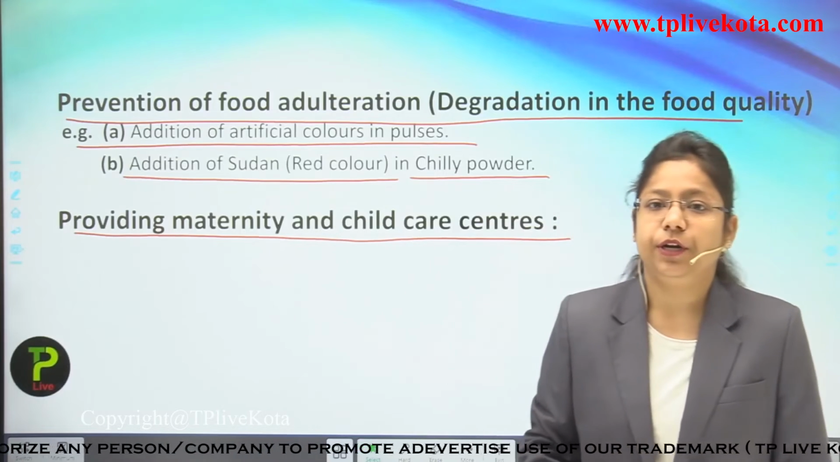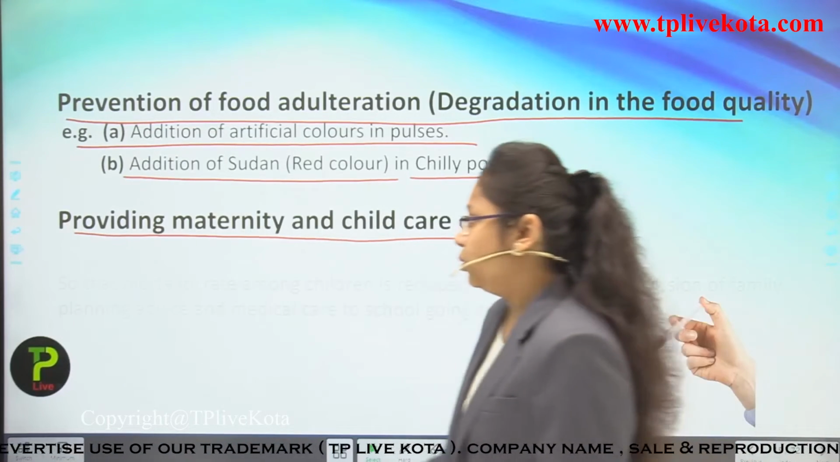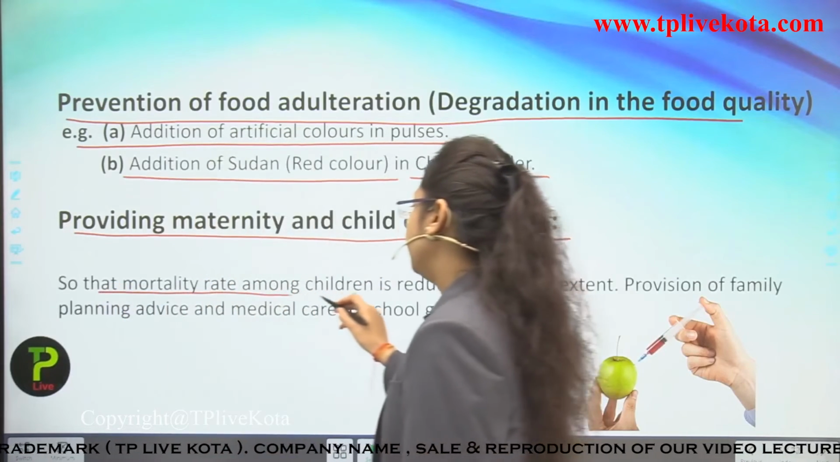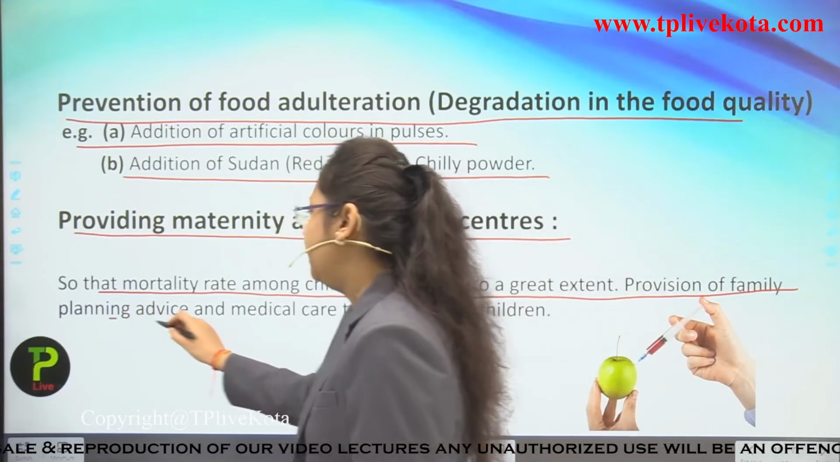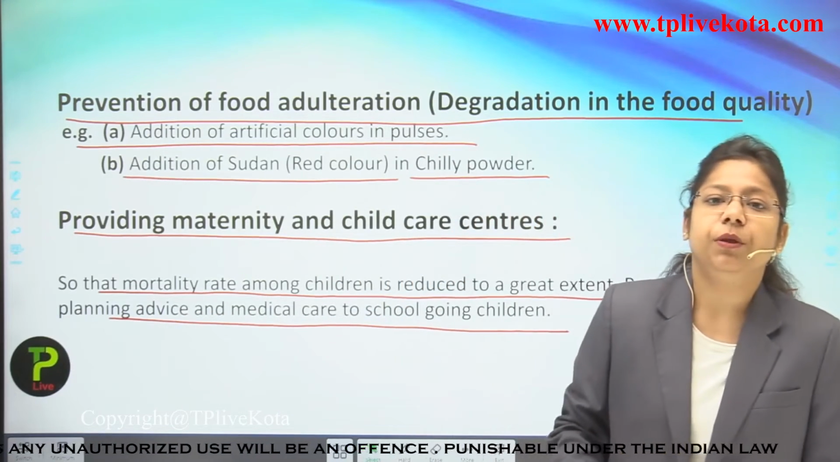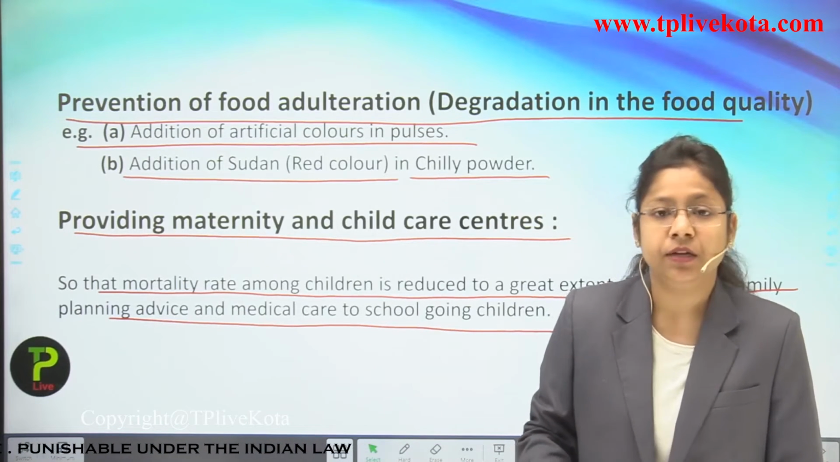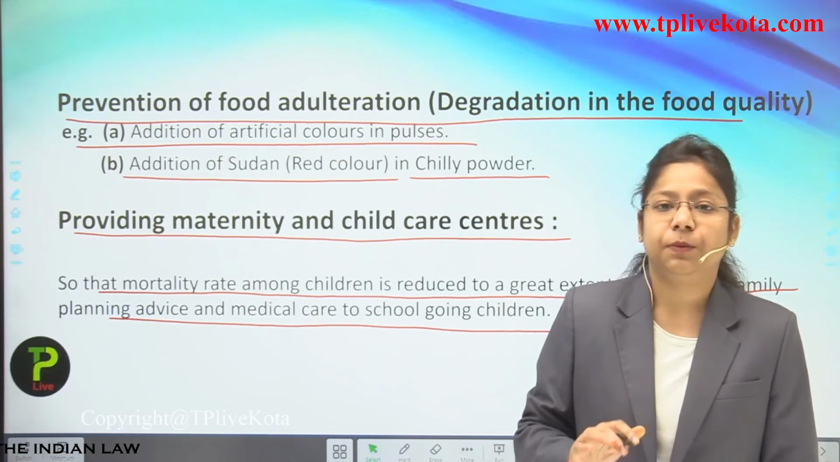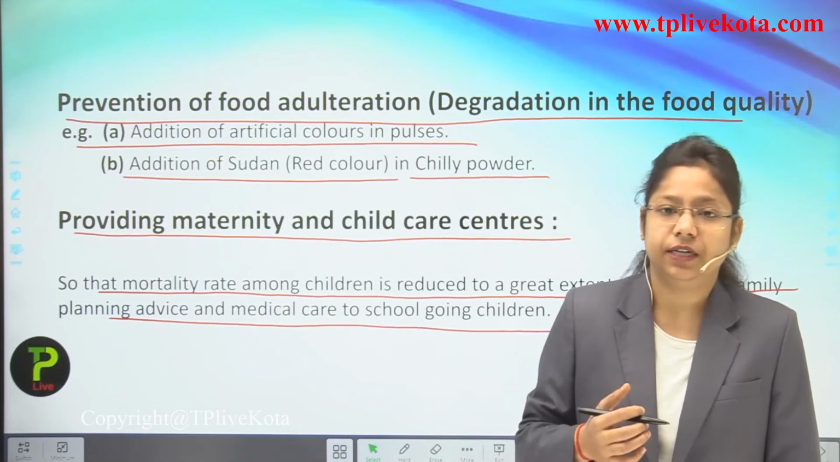So, providing maternity and child care centers. This is the next point we should take into consideration if we want to have good health, so that the mortality rate among children is reduced to a great extent. Provision of family planning advice and medical care to school going children. People should be made aware by certain programs held by the government, so that if a woman is pregnant, she takes care of herself, so that the mortality rate of a child will decrease.